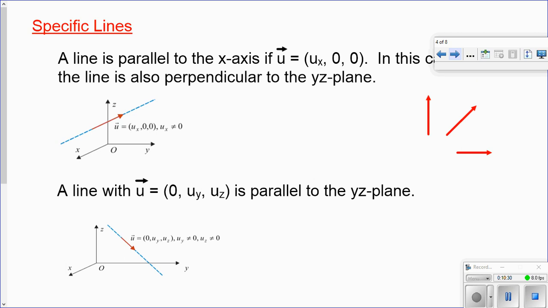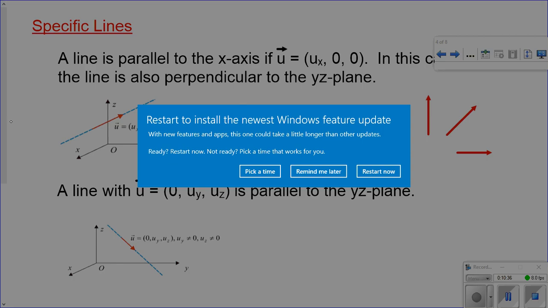All right, let's talk about some specific lines. Now, these are discussed in the lesson and in the textbook, but we've got some specific lines here.